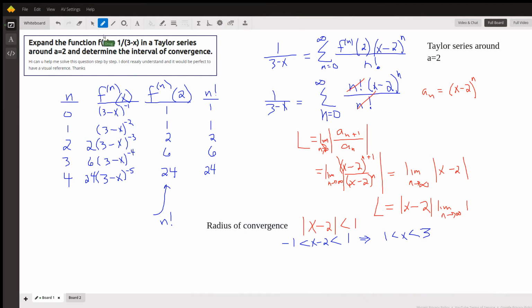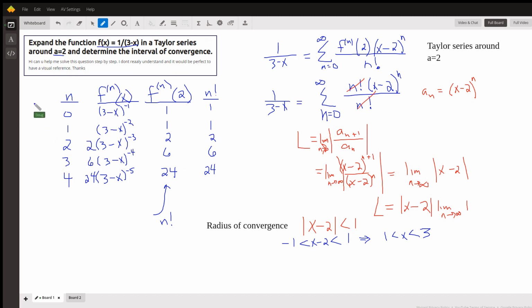Okay, you're given the function f of x equals 1 over the quantity 3 minus x, and you're supposed to come up with a Taylor series for that function around a equals 2, and determine the interval and probably the radius of convergence.